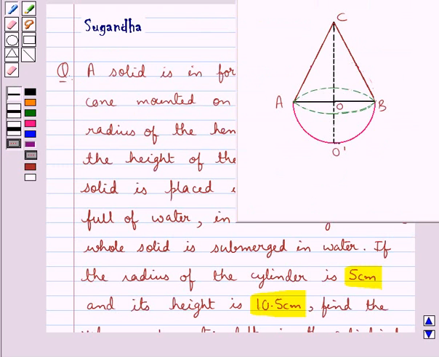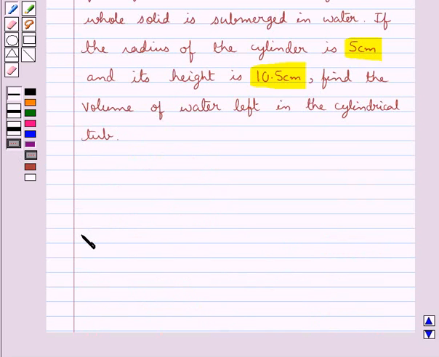So we have a solid which is in the form of a right circular cone that is mounted on a hemisphere. And it's given that this solid is placed in the cylindrical tub which is full of water, such that the whole solid is submerged in water. Now we have to find out the volume of water which is left in the given cylindrical tub. First of all, let's recall some formulae.